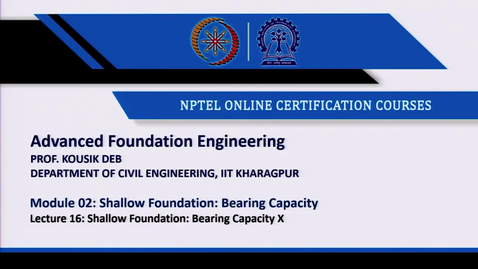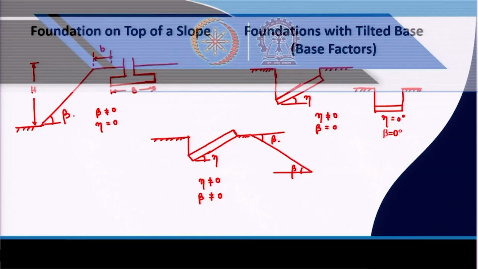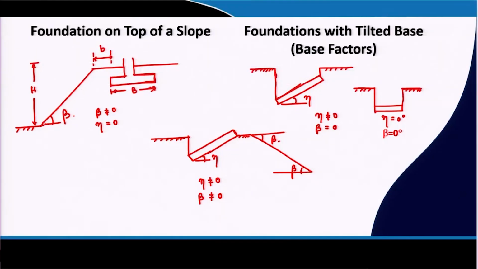So, during my last lecture, I discussed how we can incorporate the tilting base and the sloping ground effect in the bearing capacity equation. Now, I have discussed the Hansen factors and the factors proposed by Vesic. As I mentioned in my previous class, there are 4 possible cases.